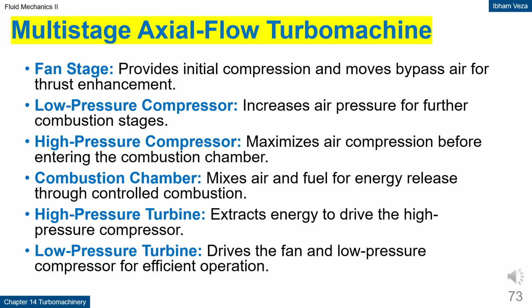Multi-stage axial flow turbomachine. This multi-stage turbomachine shows the staged concept applied to a complex system such as a jet engine. The fan, low-pressure compressor, and high-pressure compressor work in sequence to raise the air pressure before combustion. The high-pressure and low-pressure turbines then extract energy to drive the upstream stages. Each component has a specific role in the energy conversion chain. Overall, the system demonstrates how many small stages can deliver very high performance.